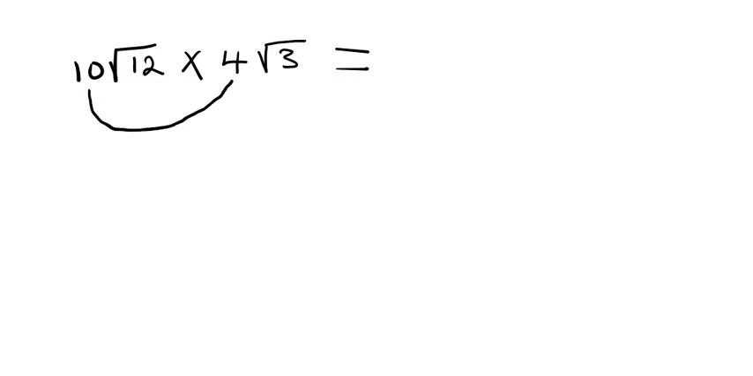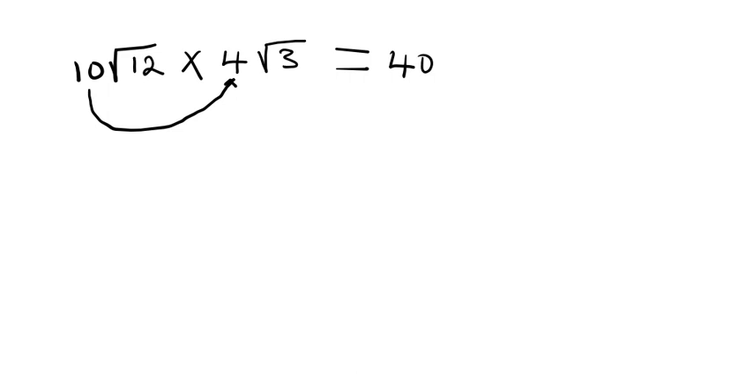Let's look at 10 root 12 multiplied by 4 root 3. How do we go about this? The same thing, you multiply the ones outside the root, which is 10 multiplied by 4 will give us 40.